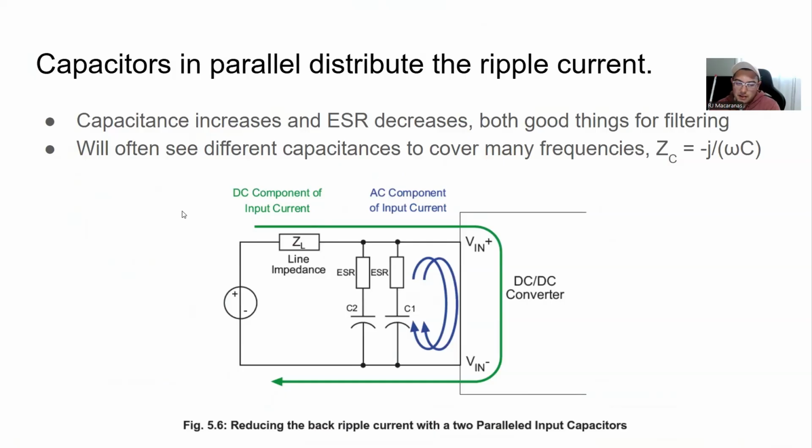And you'll also often see multiple different capacitances, right? So not just a single capacitance value. And this is so that we can have AC current sinking at different frequencies, right? So here's that impedance equation for the capacitor again. And if you change the capacitance and look at a single frequency, then we can pull in different frequency current.